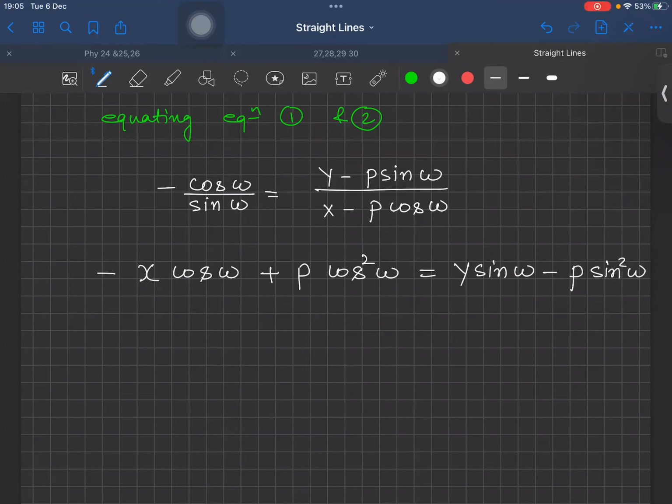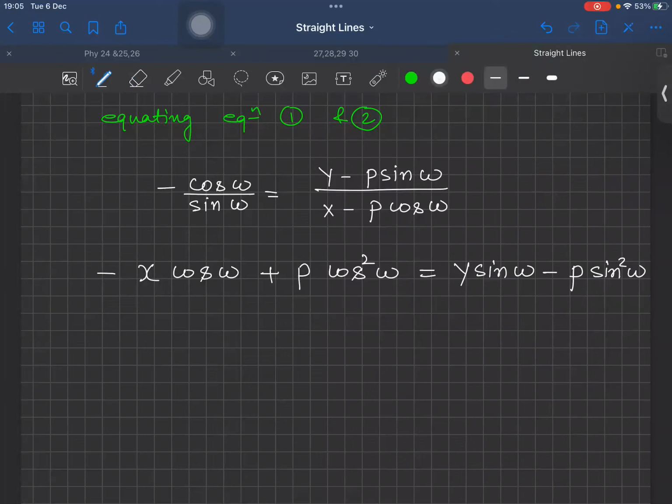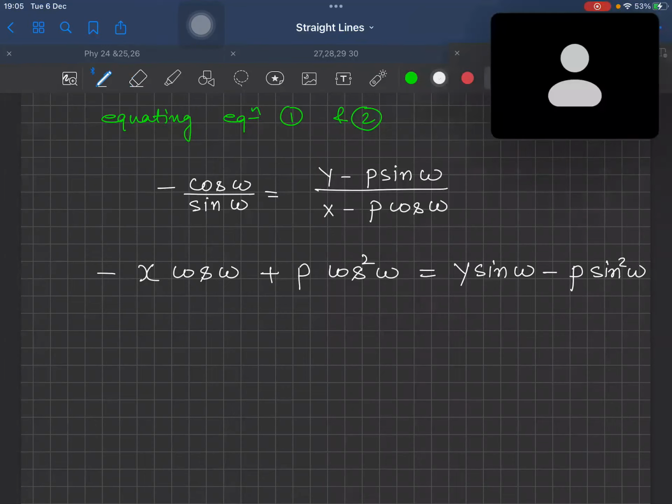See, cos square omega means cos omega whole square. It does not mean cos of omega square. Please understand this thing. This is where we make a lot of mistakes. Is that okay for you guys? Yes, sir, it's okay. Okay. Just give me a moment. Now find the equation of the line.